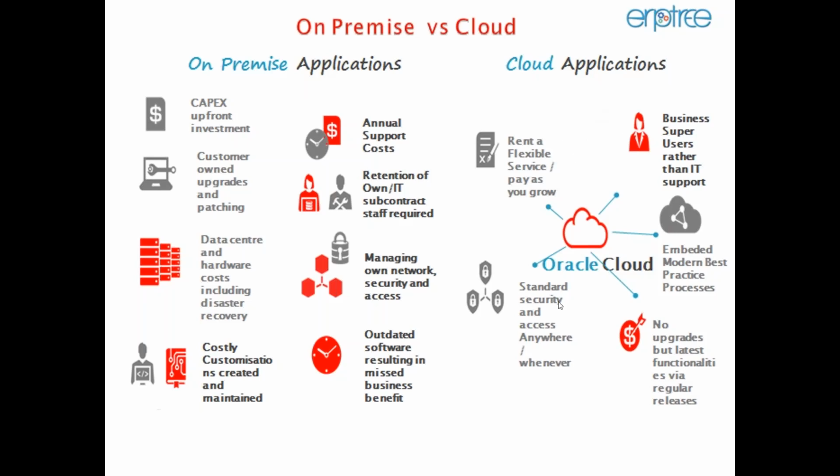The same way you can see standard security and access anywhere. Whenever you require the security and everything, Oracle will take care. And no updates but latest functionality via regular releases. Whenever Oracle comes up with a new release, that would be available for you to use. So this is a basic difference to understand between SaaS and cloud and on-premise environments.